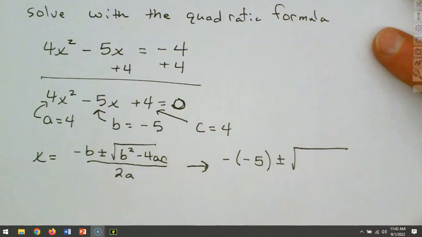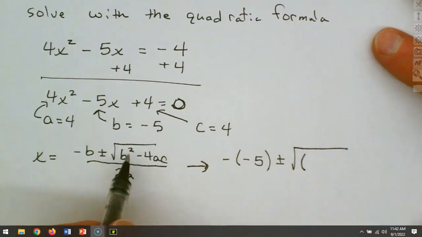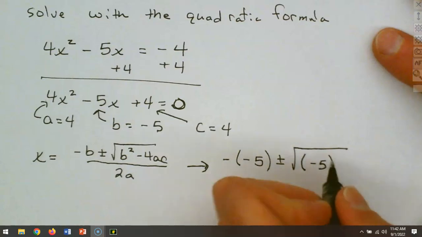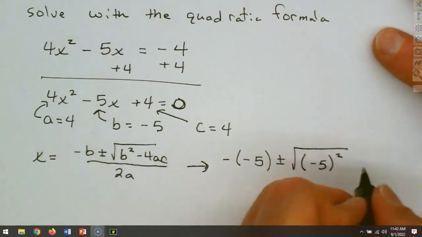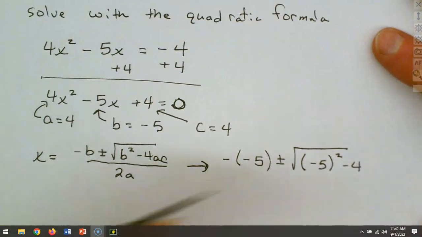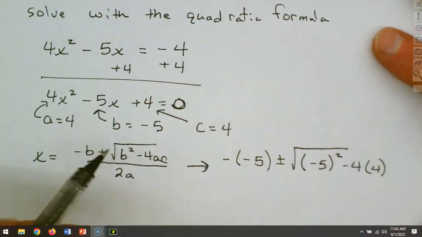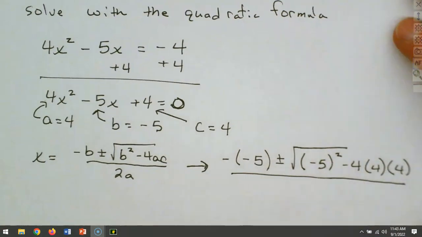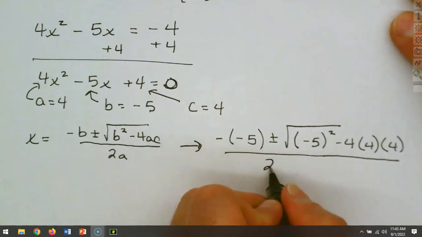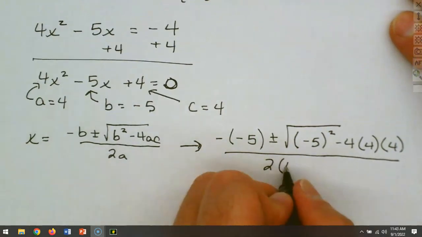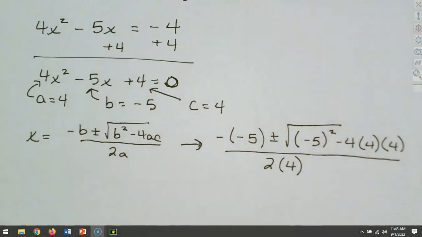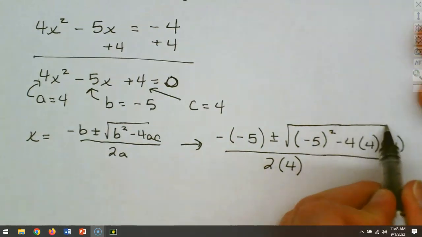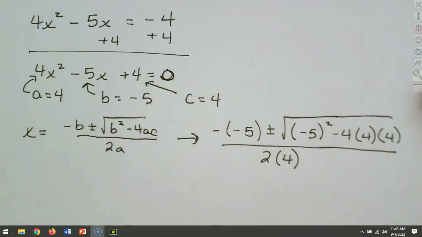Plus or minus. Then we have b squared, so that's a minus 5 squared. Then we have a minus 4, a, which is 4, c, which is 4 as well. And that's all going to be over 2 times a, which is 2 times the 4 there. Is everyone all right with what we've got so far? And take your time with these. Don't rush through them.